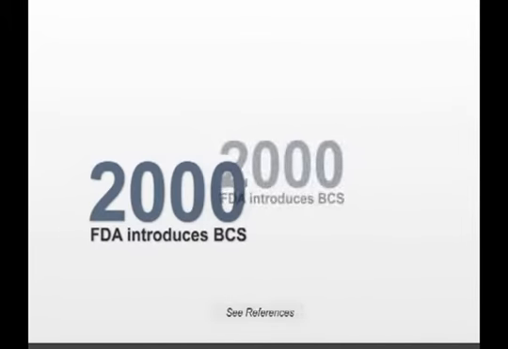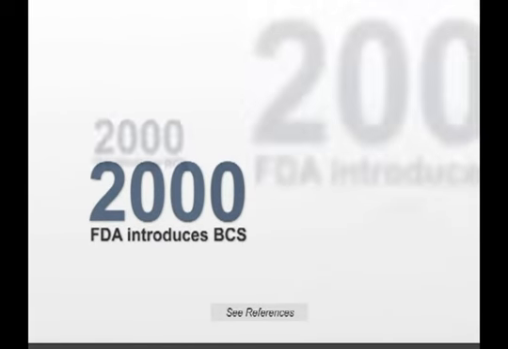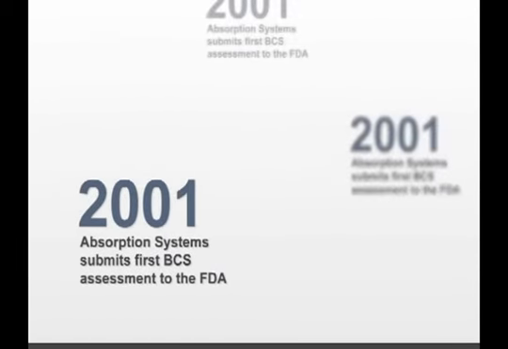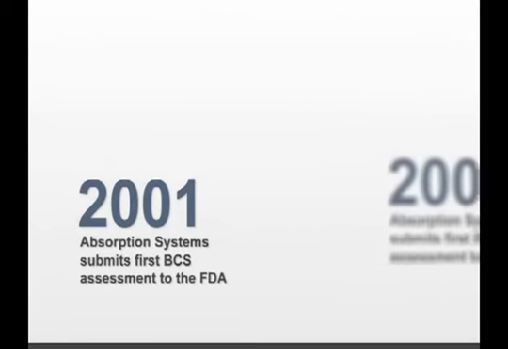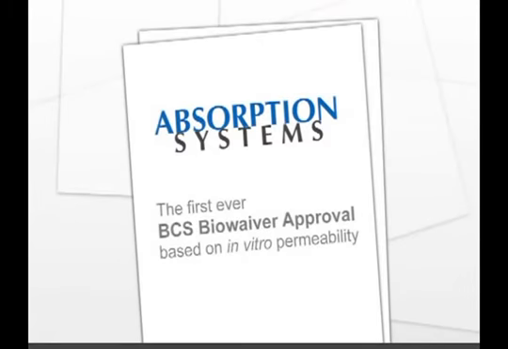The BCS officially became part of the U.S. drug regulatory process in the year 2000 with the release of an FDA guidance on the subject. In 2001, Absorption Systems performed its first BCS assessment, and the data was included in a biowaiver application that was submitted to the FDA by the sponsor of generic fluoxetine. In fact, that study resulted in the first ever BCS biowaiver approval.